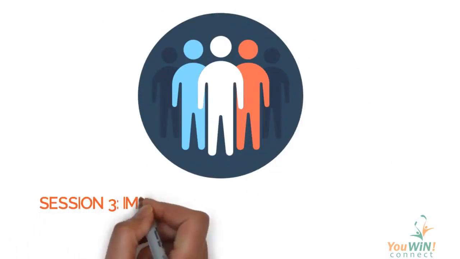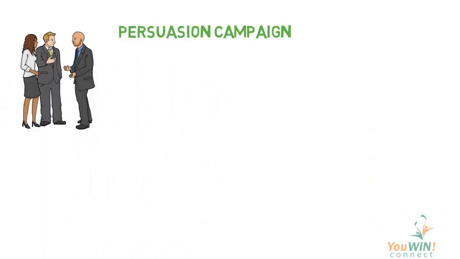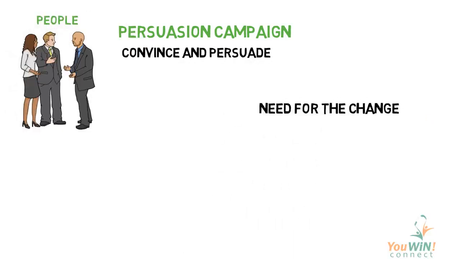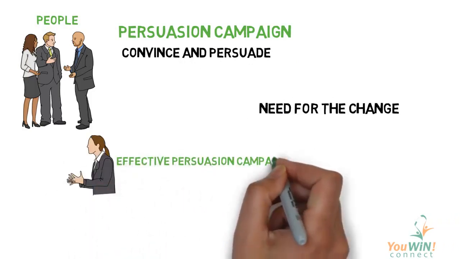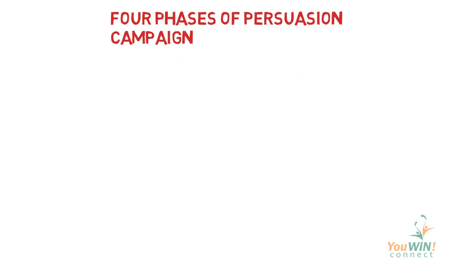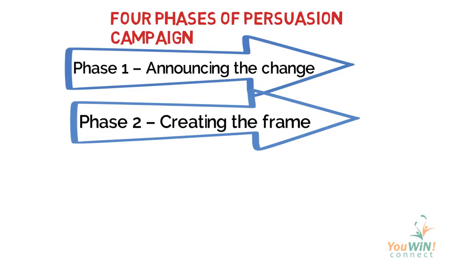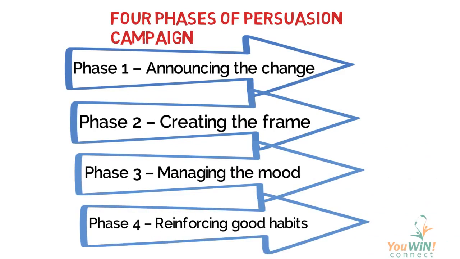Session 3. Implementing change successfully. There are 4 phases of a persuasion campaign. As proved by the high rates of failure for change projects in the past, the biggest challenge in making a change is to convince and persuade people about the need for the change. In order to ensure the change will happen, the leader needs to employ an effective persuasion campaign. There are 4 phases. The first phase is announcing the change. The second phase is creating the frame. The third phase is managing the mood. And the fourth phase is reinforcing good habits.